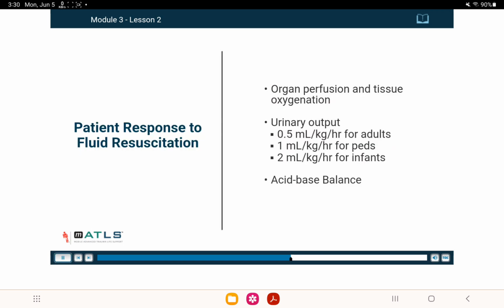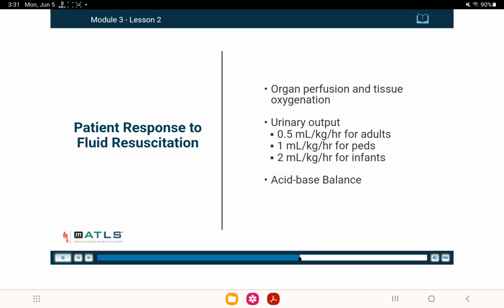Normal blood pressure and pulse rate are signs that perfusion is returning to normal. But these observations do not provide enough information regarding organ perfusion and tissue oxygenation. Urinary output is one of the prime monitors of resuscitation and patient response. The inability to obtain urinary output at adequate levels or a decreasing urinary output suggests inadequate resuscitation. In this case, additional volume replacement and continued diagnostic investigation is needed.